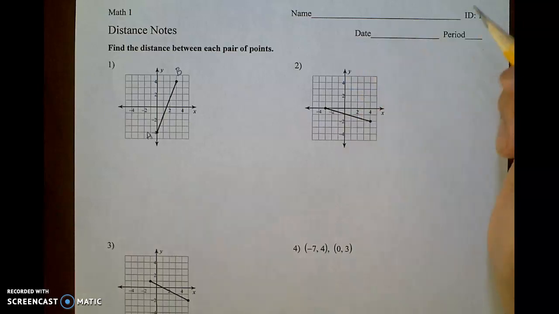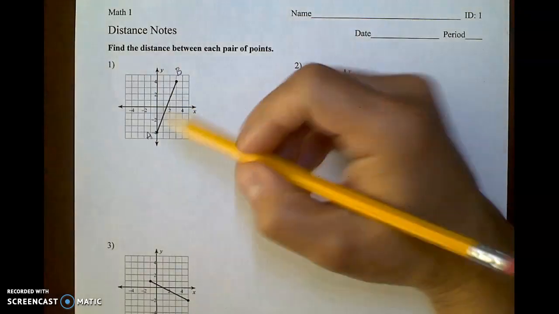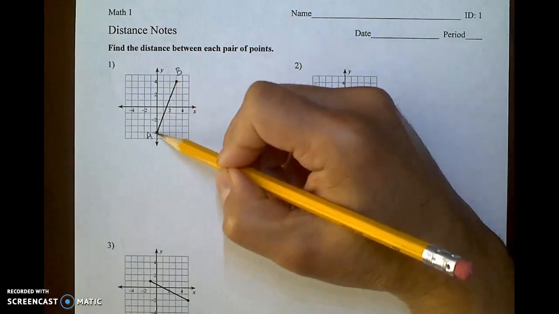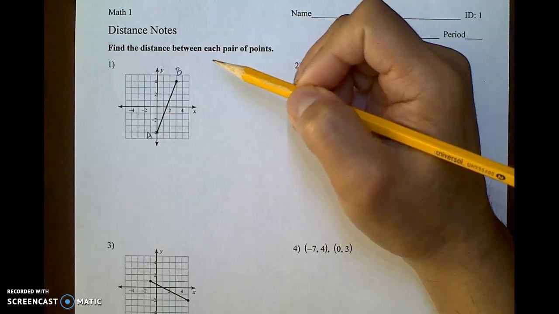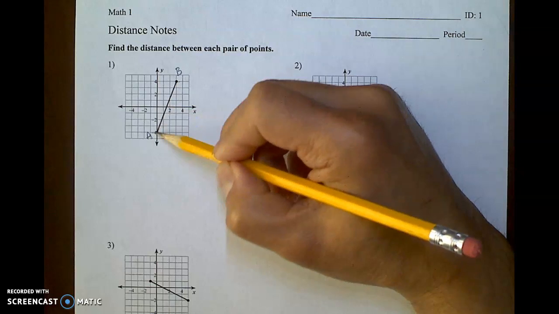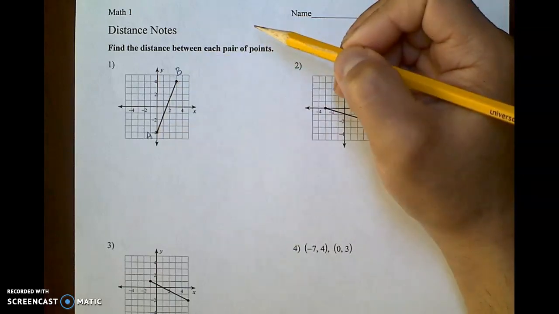So here we're going to talk about how to find the distance between 2 points. First, we're looking at examples where the 2 points are graphed and a straight line is drawn in between the 2 points. So we're basically trying to find the length of this line. And finding the length of this line is finding the distance between those 2 points.